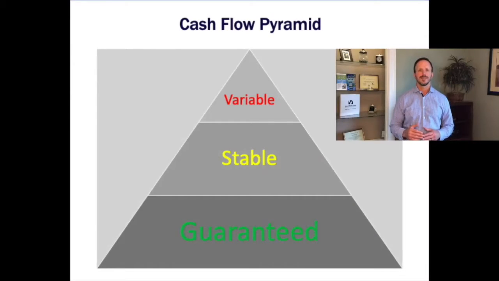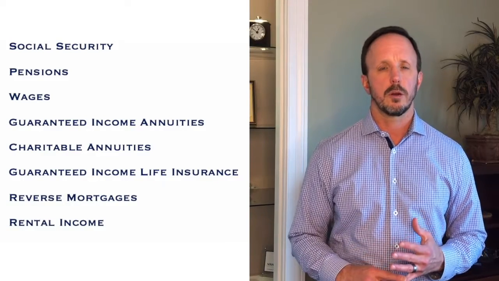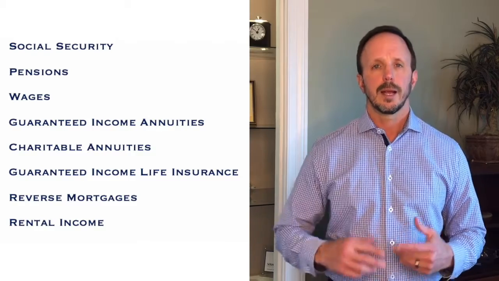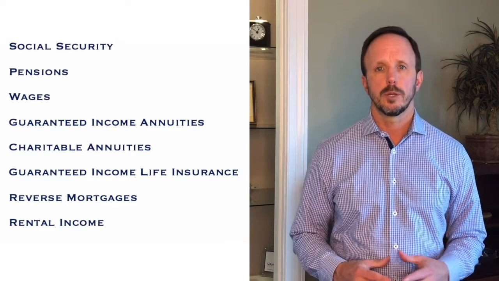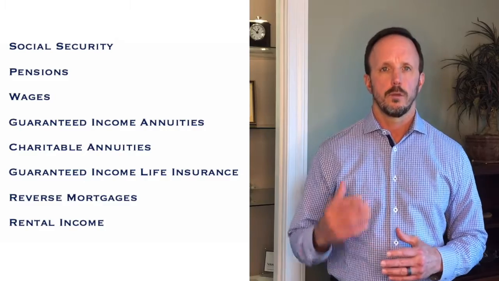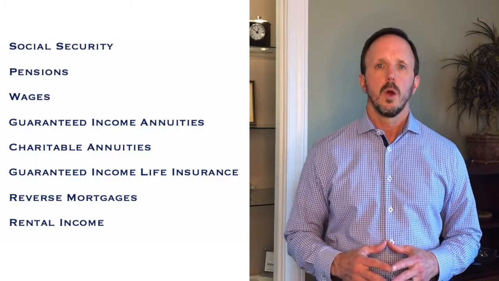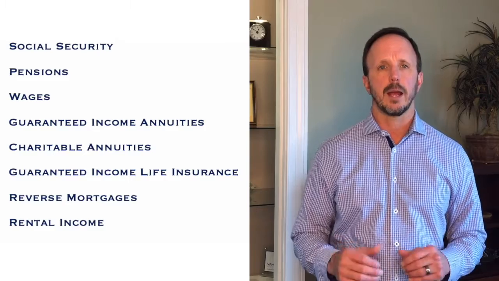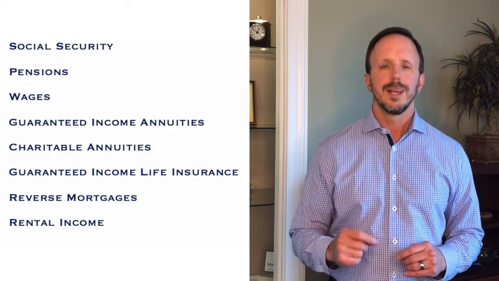The cash flow pyramid is simply a depiction of the different levels of confidence we can have with the different kinds of income and cash flow we might receive in retirement. The most secure types of income are at the bottom of the pyramid. Those are guaranteed, or said another way, promise-based. These include things like Social Security, pensions, wages, guaranteed income annuities, charitable annuities, guaranteed life insurance, reverse mortgages, and rental income.